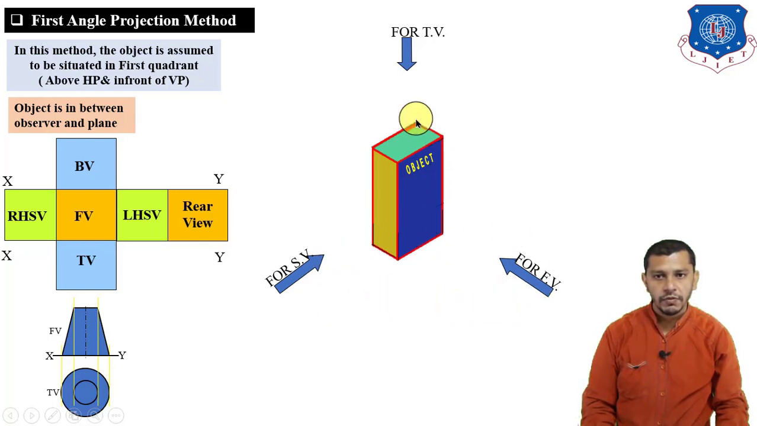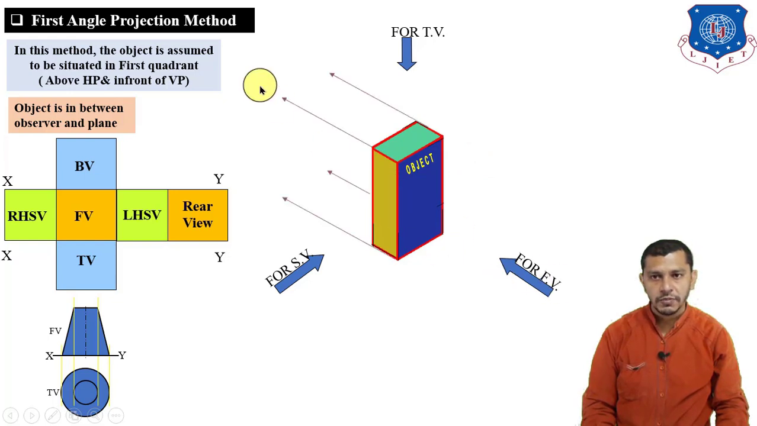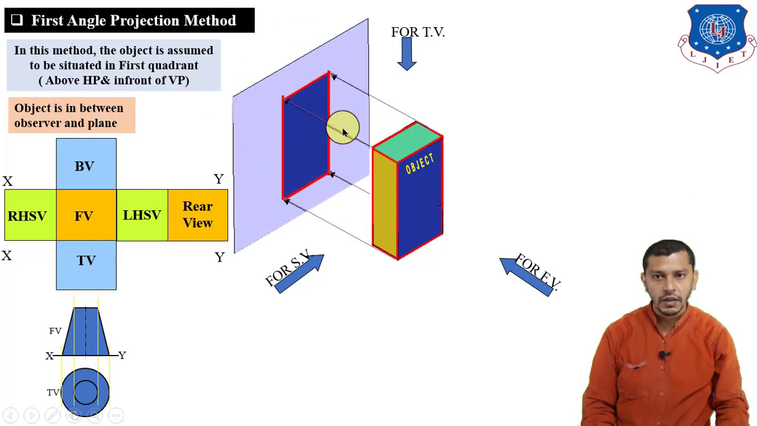Now to draw the front view, we have to project this object on the vertical plane. As you know, the projection lines should be parallel to each other and perpendicular to the vertical plane as we are observing the front view. So if we project this object on the vertical plane, we will get the front view over here. Right now the front view is this face. Our front view shows us this face of the object, and it is a rectangle. So this is the vertical plane and this is the front view of the cuboid.